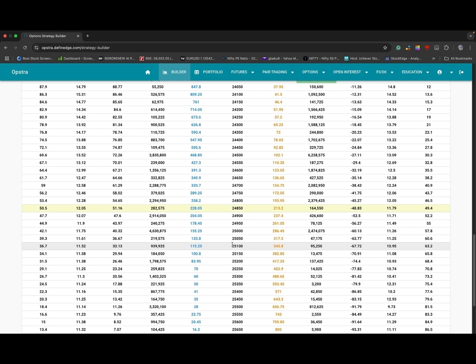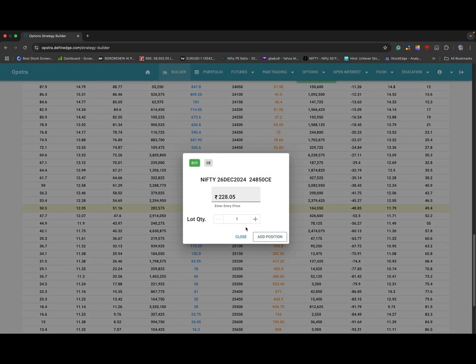First, I want to select the strike price. Nifty is trading at 24,850. This is the underlying asset price and this is the derivative price. If I click this buy button, I can buy one lot. What is ITM, ATM and OTM?